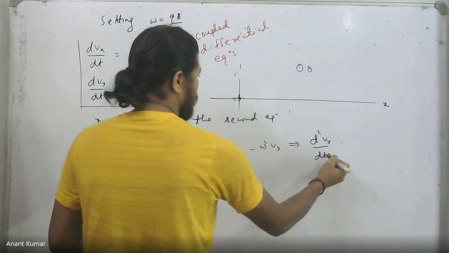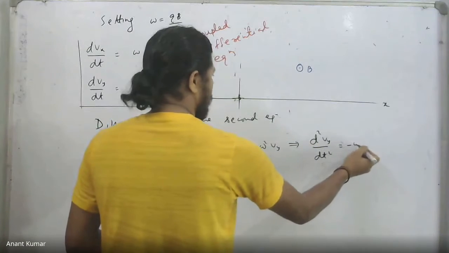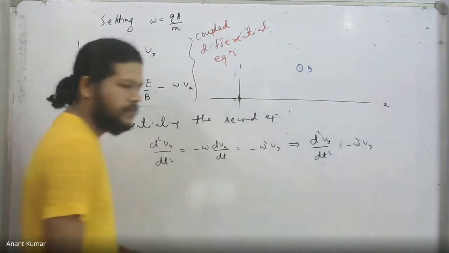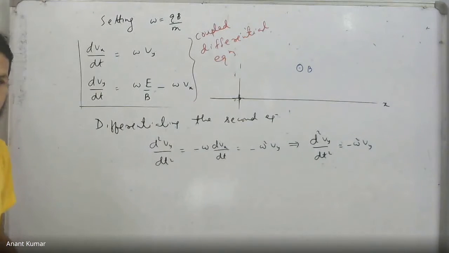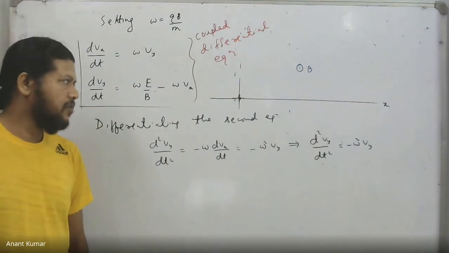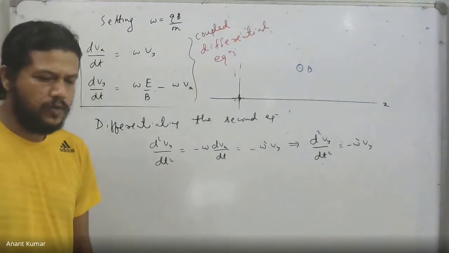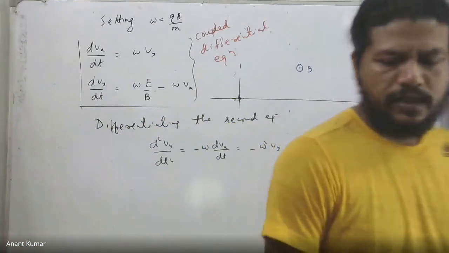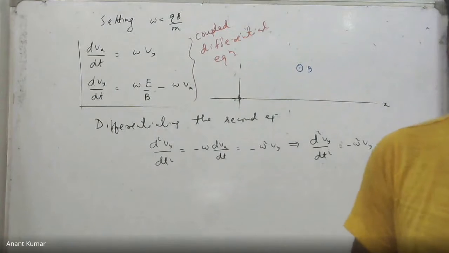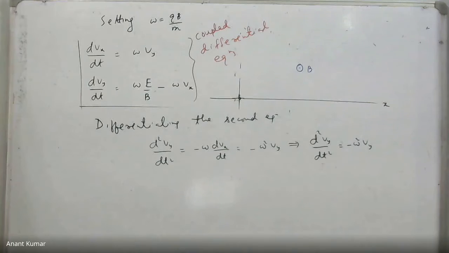d2 Vy by dt square equal to minus omega square into Vy. Does this equation seem familiar to you? d2 Vy upon dt square equal to minus omega square Vy. Does this equation seem familiar a bit? Exactly. It is nothing but the SHM equation actually. So in this case, therefore, Vy performs SHM.